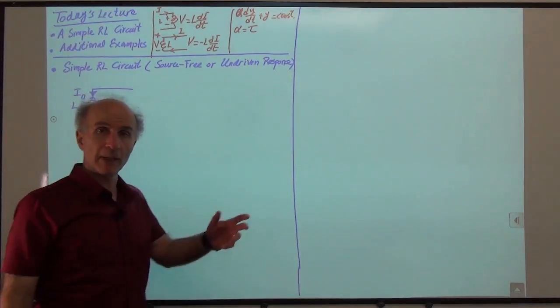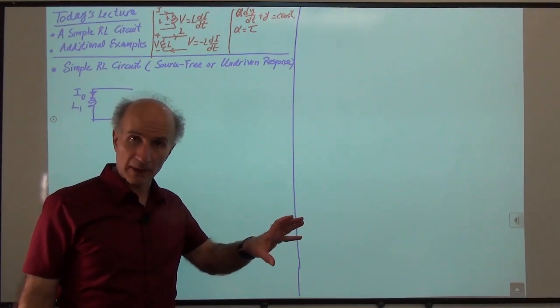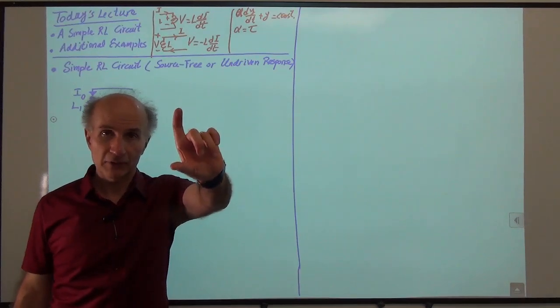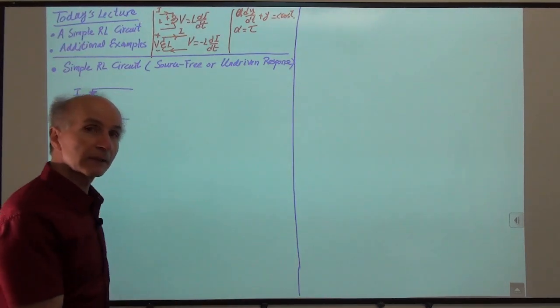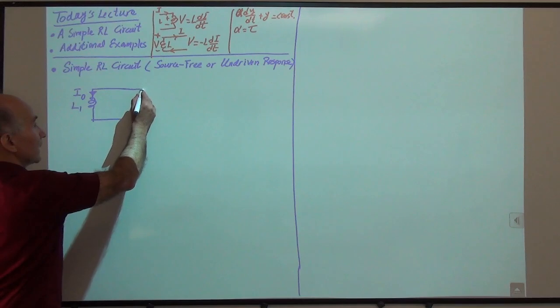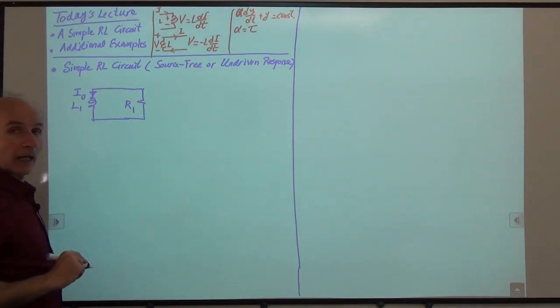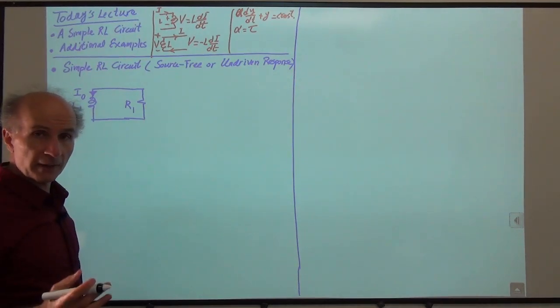Okay, so somehow magically I created a current through an inductor equal to I0, some amount, 1 ampere, and I have it now available, right? And then this inductor is connected to a resistor R1. And we have only really two parameters here that we can find.